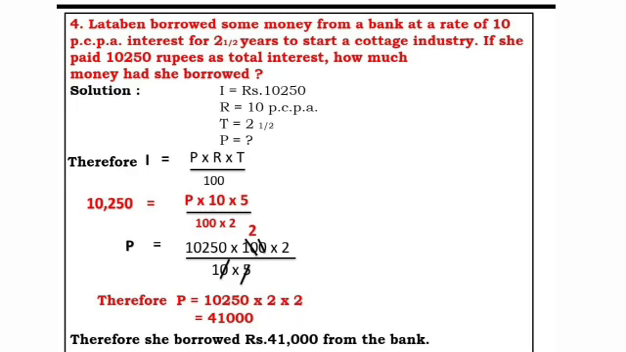So first you are going to write down the formula, that is I is equal to P into R into T upon 100. Then substitute the value, that is 10,250 is equal to P into 10 into 5 upon 2 upon 100. So therefore P is equal to 10,250 into 100 into 2 upon 10 into 5. Therefore P is equal to, after cancellation, you will get 10,250 into 2, which is equal to 41,000, that is 41,000 rupees. So she borrowed rupees 41,000 from the bank.